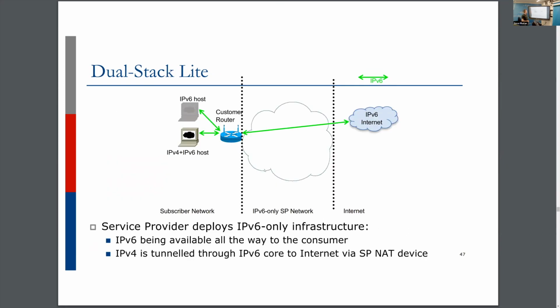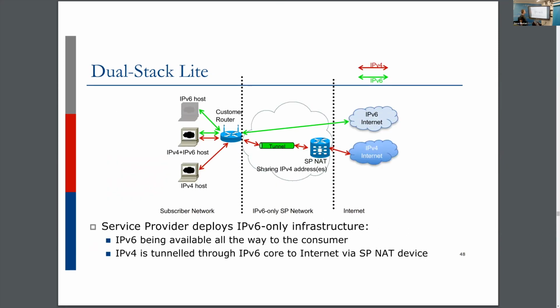So dual stack light. We sort of do things in reverse. So we deploy V6 only infrastructure, but we tunnel our V4 over the V6. So this is our 4-in-6 tunnel. This is also done through things like MPLS, 6PE, 6VPE, when we flip it around. So we'll tunnel our 6 in our 4 traffic.